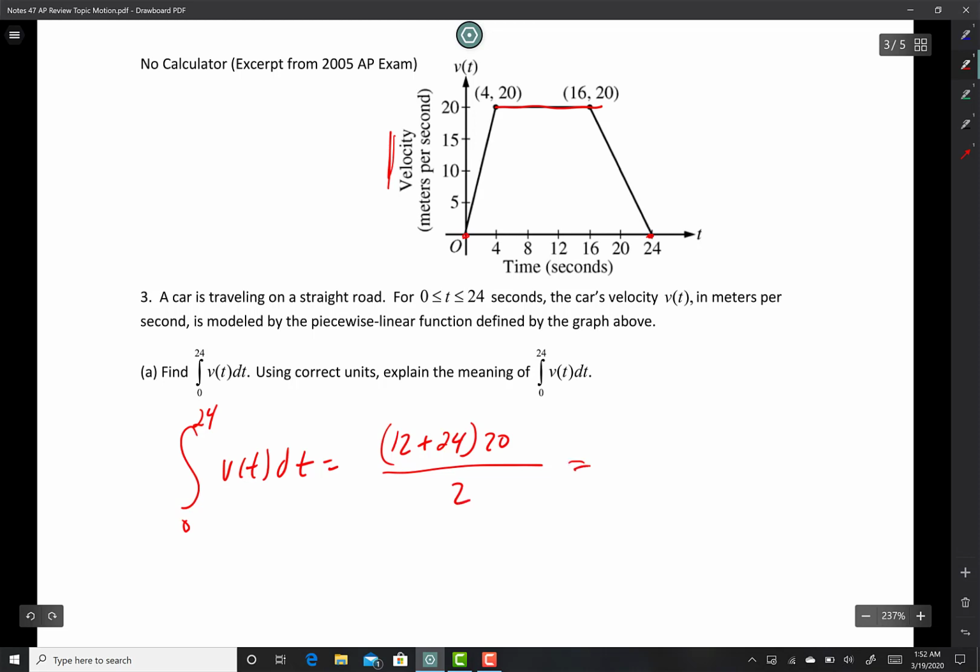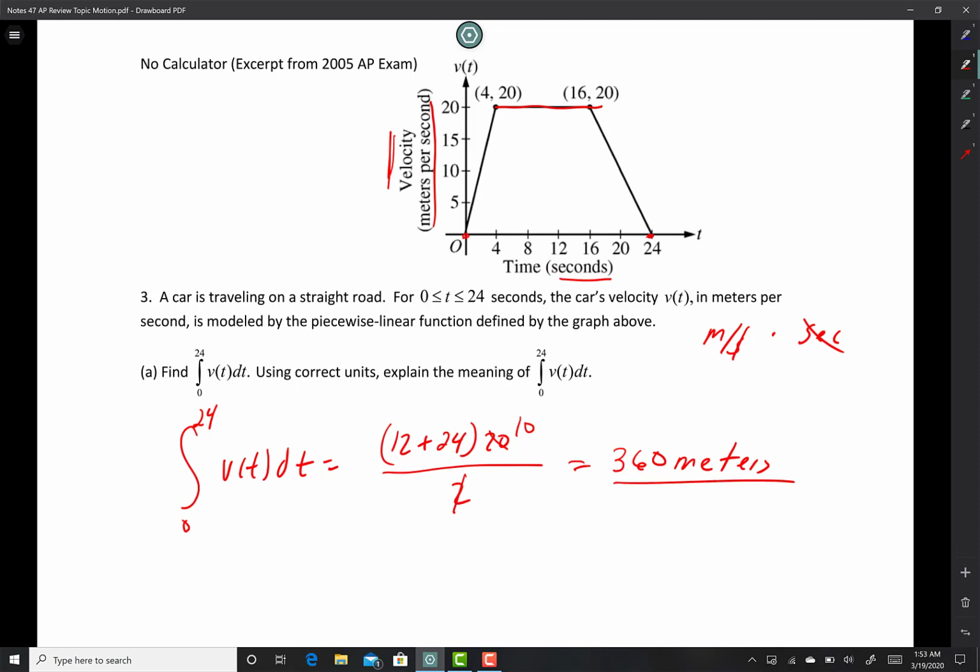So 2 goes into 20 10 times. 24 plus 12 is 36. 36 times 10, add another 0, so that's 360. So 360, and the units are meters per second times seconds. Meters per second times seconds is just meters. So this is meters.